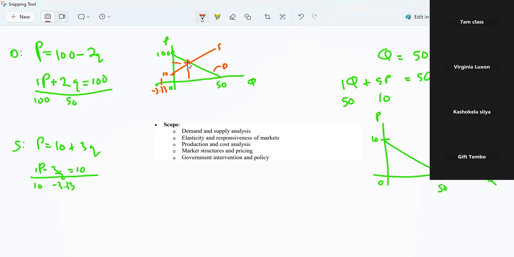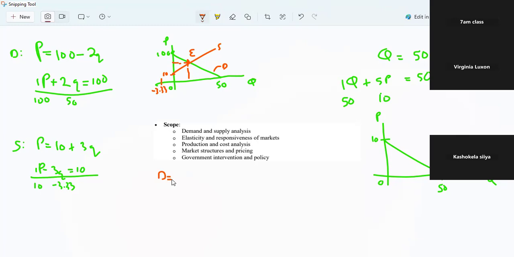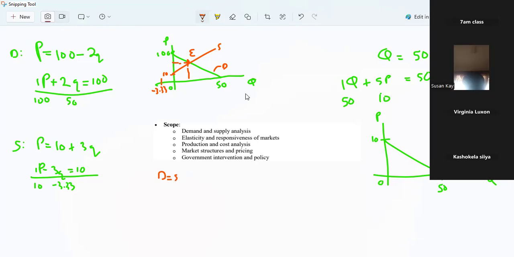There's an important point where supply and demand meet. What point is this called? Equilibrium. So equilibrium is simply the point at which demand meets supply. At equilibrium, demand is equal to supply, meaning the price demanded should be equal to the price supplied. So that is at equilibrium. Are we together? So now, what was our demand?